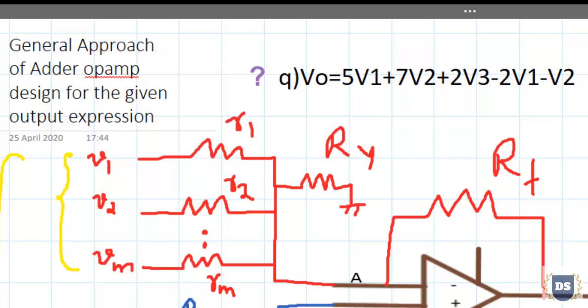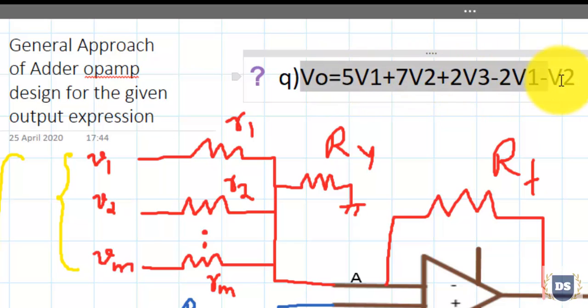What's going on, guys? Welcome to this video tutorial, and in this video tutorial we'll go through the general approach for op-amp adder design for a given output expression. Let's say our question is something like this, wherein the problem statement contains the output voltage expression in terms of input voltages, and we are supposed to design an op-amp adder circuit for the given output voltage expression.